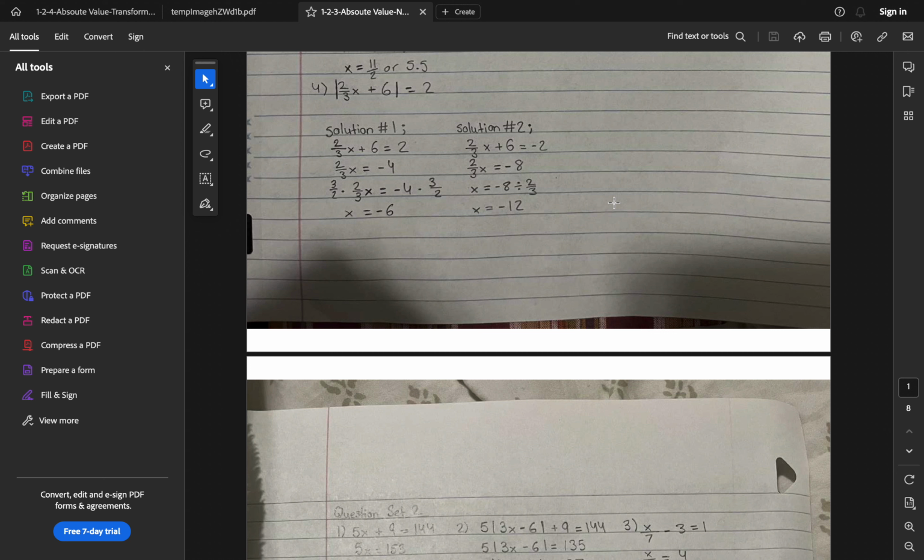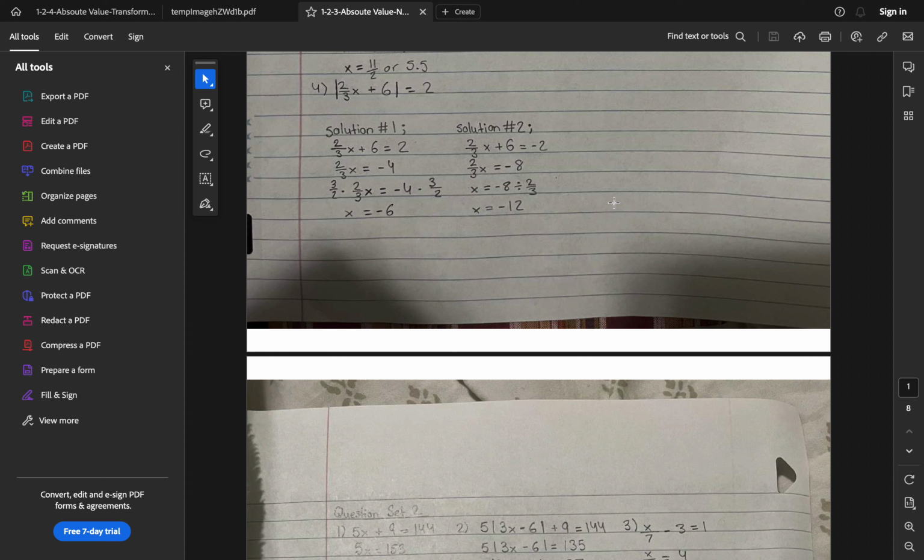So once again, we're going to make a solution where it's equivalent to positive 2, and a solution where it's equivalent to negative 2. For the first solution, we make 2 over 3x plus 6 equivalent to 2. We rearrange, it becomes 2 over 3x equals negative 4. Now we need to isolate the x. So we times both sides by 3 over 2, and we get x is equal to negative 6.